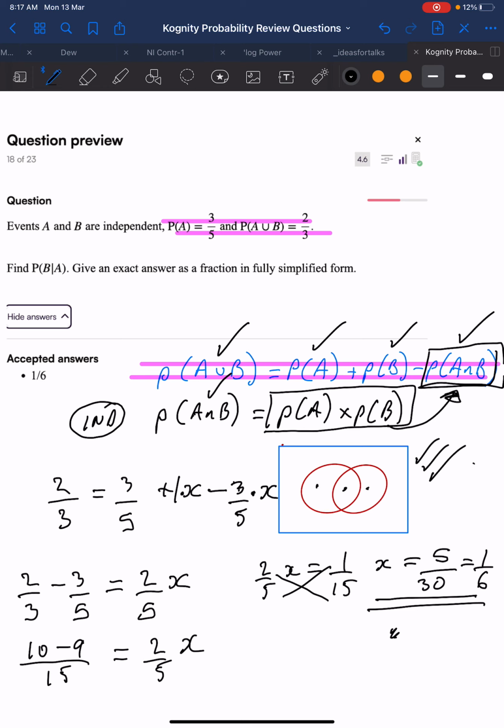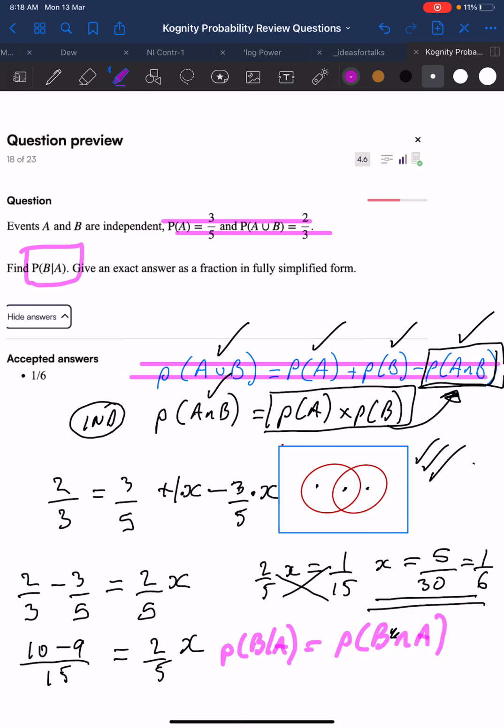But I'm going to go back to the question and see what it wants me to do. The question just wants me to find P of B given A. So why don't I go and write that down? P of B given A equals P of B and A divided by P of A. And I think I can do that now, right?